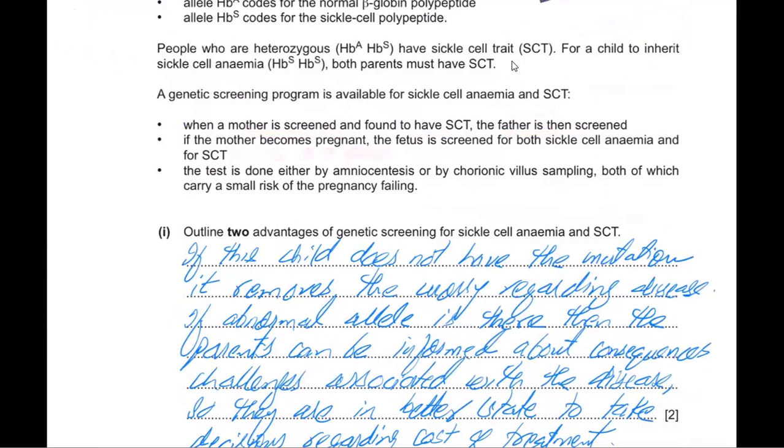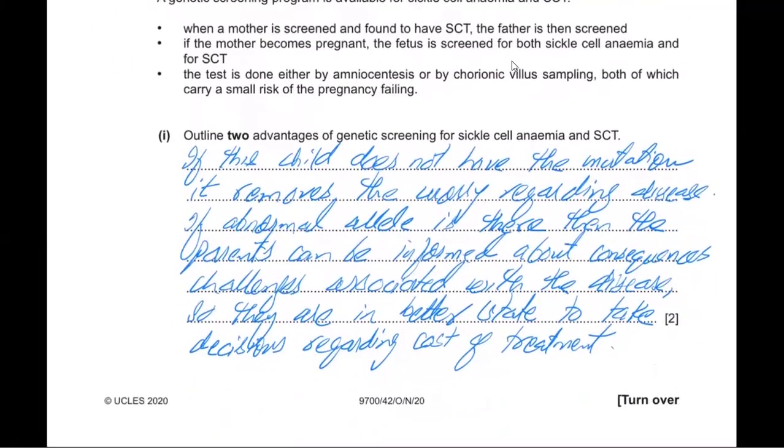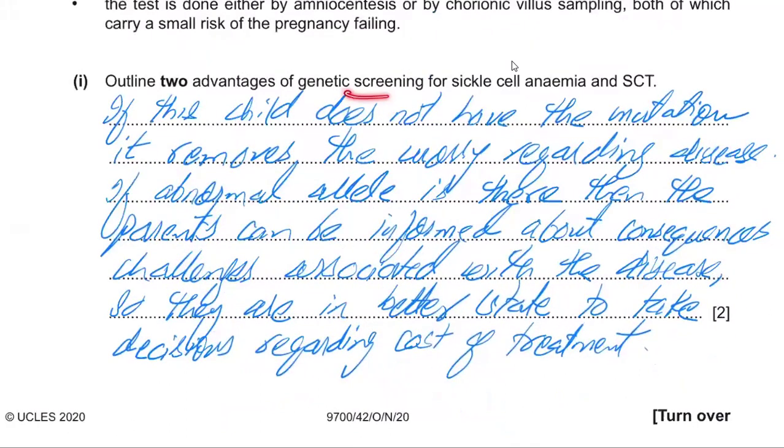Now, in this case, the fetus is there. The test is done either by amniocentesis or chorionic villus sampling. We have studied both of which carry a small risk of pregnancy failing. Okay, outline two advantages of genetic screening for SCT and sickle cell anemia.